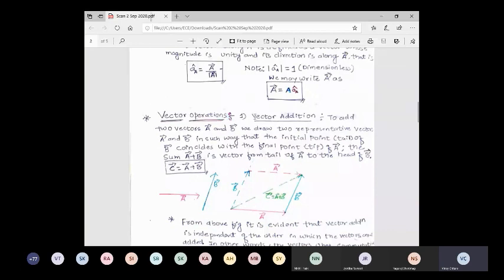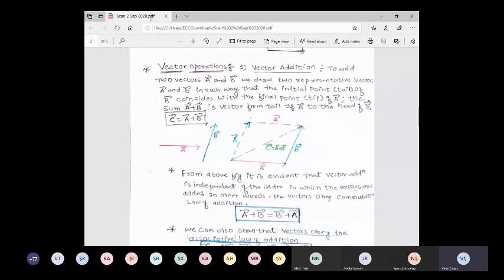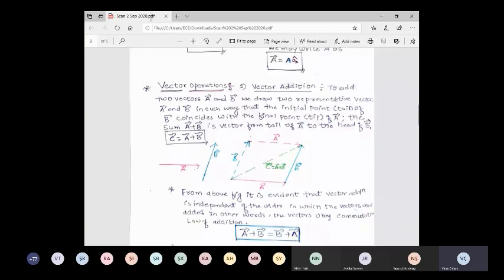So we'll try to see how we perform vector addition. And I hope you are all familiar with this. We'll have a quick review. Okay, so for example, I have two vectors A and B represented here. And now I want to add these two vectors. So we follow this simple method. To add two vectors A and B, we draw two representative vectors A and B such that the initial point, that is the tail of B, coincides with the final point, the tip of A.